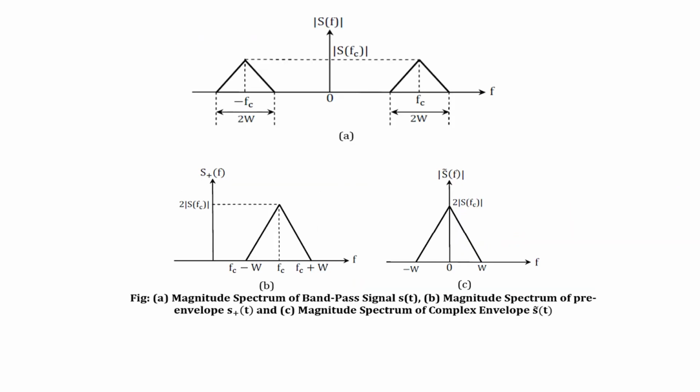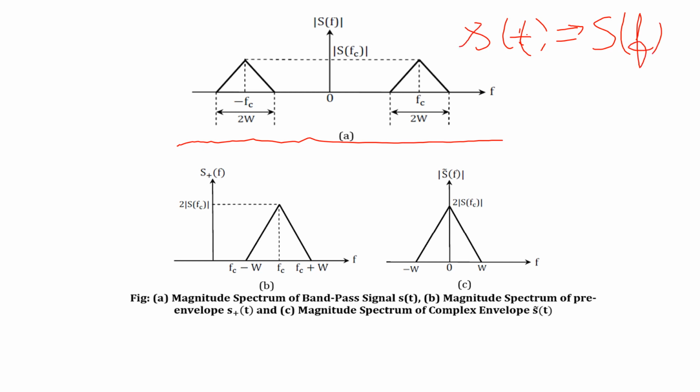So this figure represents how to extract the complex envelope of the signal. This is the signal s of t. Taking the Fourier transform, it becomes s of f. This is the bandpass signal, which has two bands, one at the positive frequency and one at the negative frequency, each having a bandwidth of 2W. First, when you extract, only consider the pre-envelope.